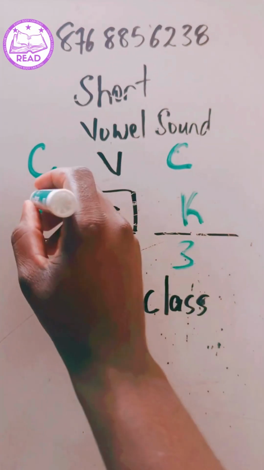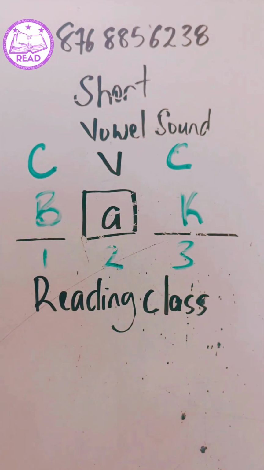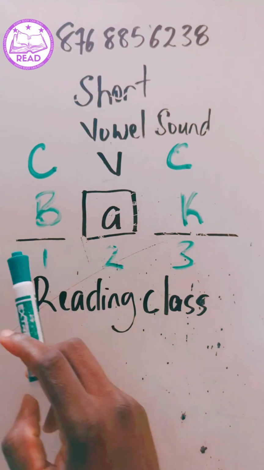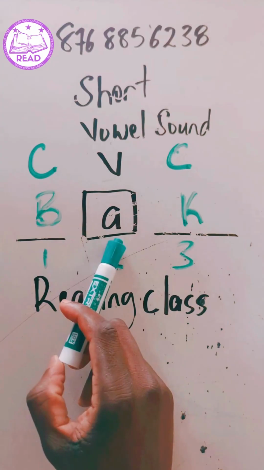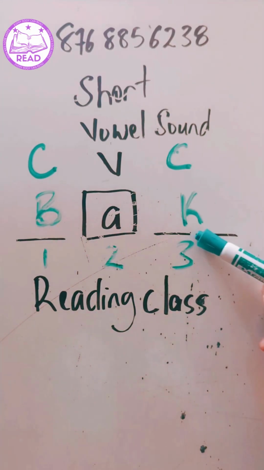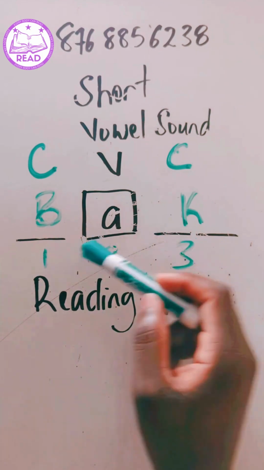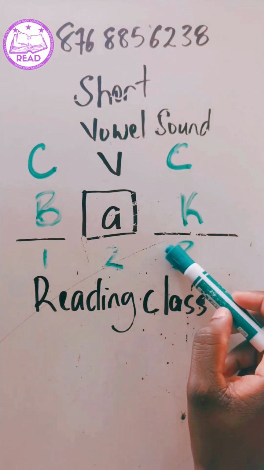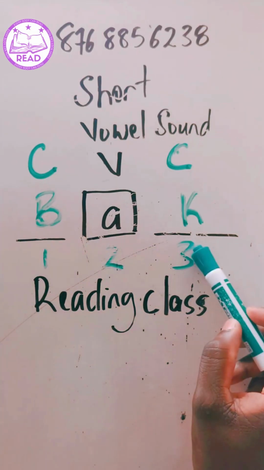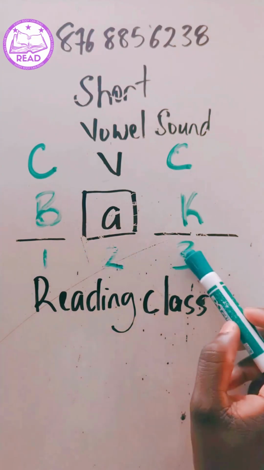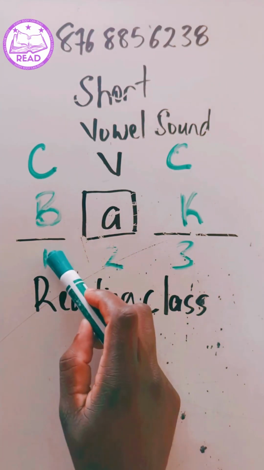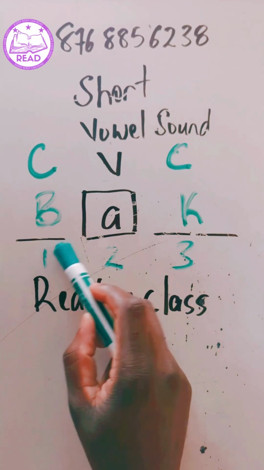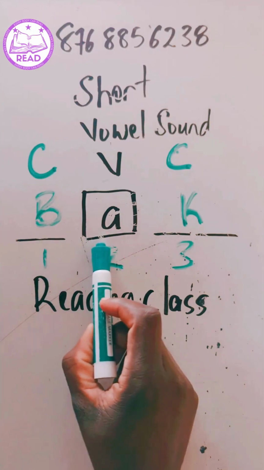So we go again with B, right? Now, again, this don't change. This is what? A. B, A, Ba. What sound does this make? K. Now when we add it in, we have back. So this word is back. In the word back, you hear all three sounds. B, a, k.